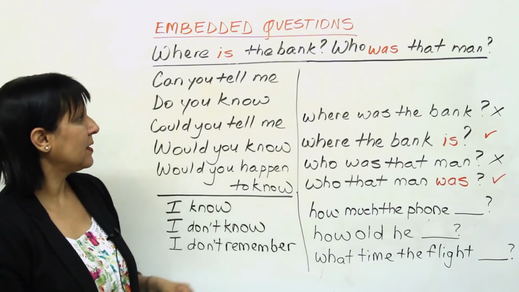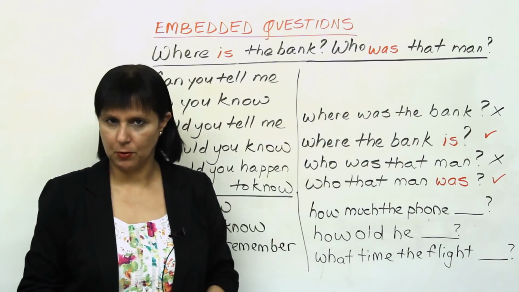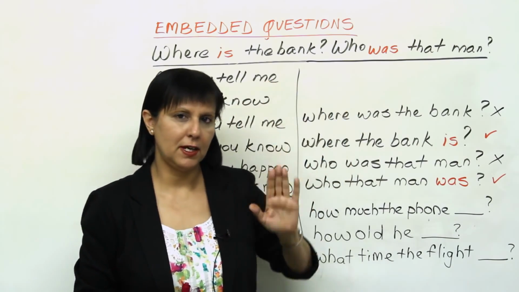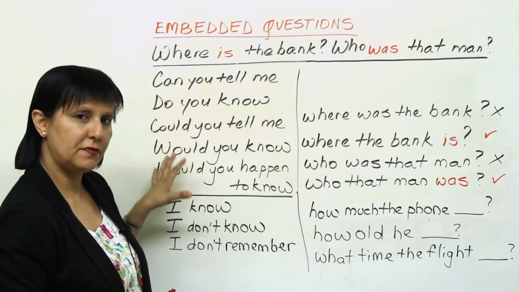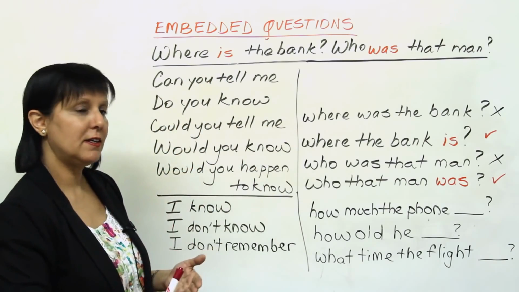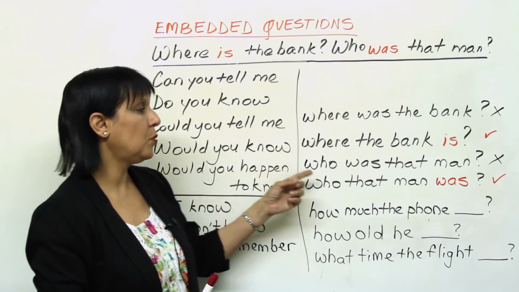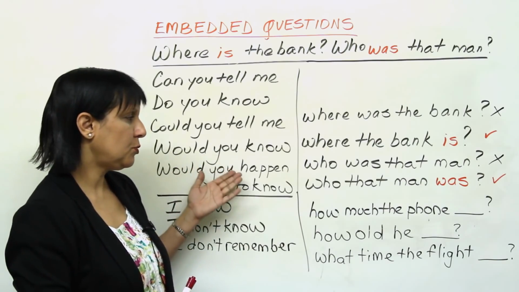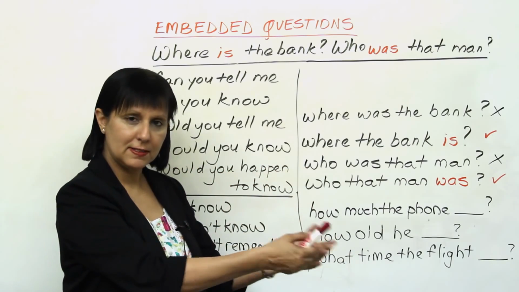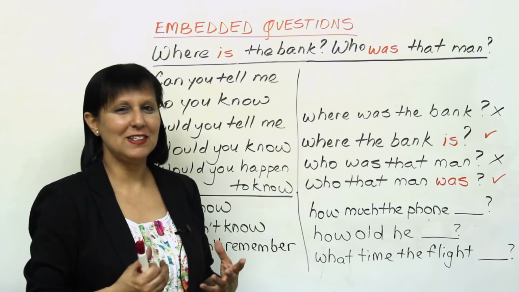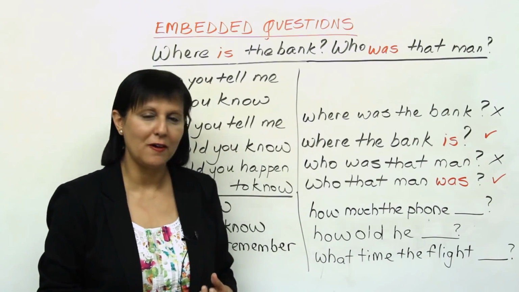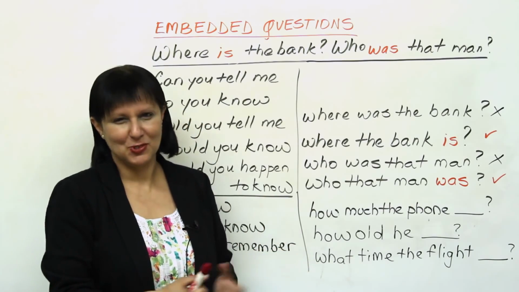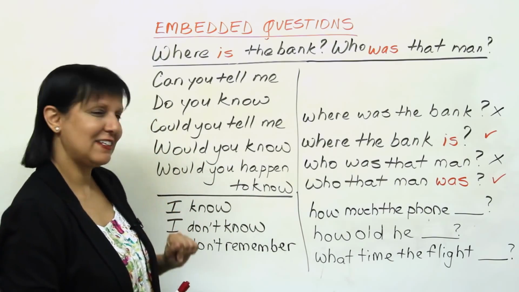Let's take another example. Who was that man? Okay? If you're only asking that much, then that's fine. Who was that man? But if you're going to add one of these expressions before, then we cannot say, would you know who was that man? No, that's wrong. You would need to say, would you know who that man was? Okay? I know it seems a little bit confusing if you haven't come across this before, but believe me, it's right. A lot of my students ask me, are you sure? And yes, I am sure. So let's look at it again.